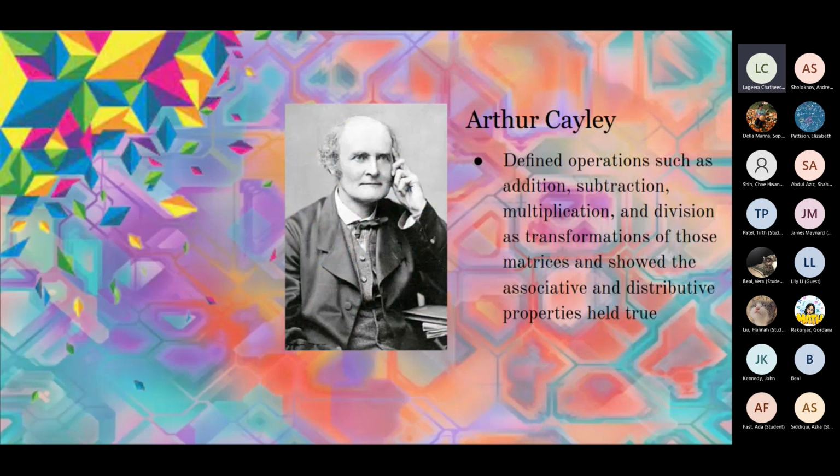Arthur Cayley published a paper on geometric transformations using matrices that were not dot-noted versions of the coefficients being investigated, as had previously been done. Instead, he defined operations such as addition, subtraction, multiplication, and division as transformations of those matrices and showed the associative and distributive properties held true. Cayley investigated and demonstrated the non-commutative property of matrix multiplication as well as the commutative property of matrix addition. In 1858, Cayley published his A Memoir on the Theory of Matrices, in which he proposed and demonstrated the Cayley-Hamilton theorem.